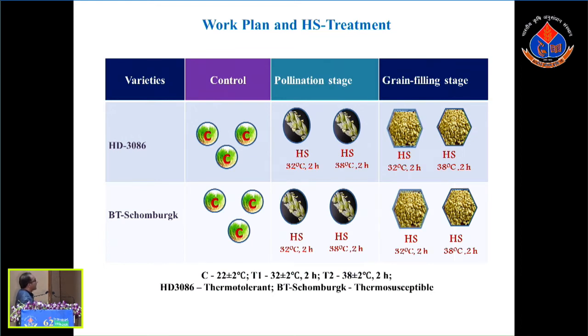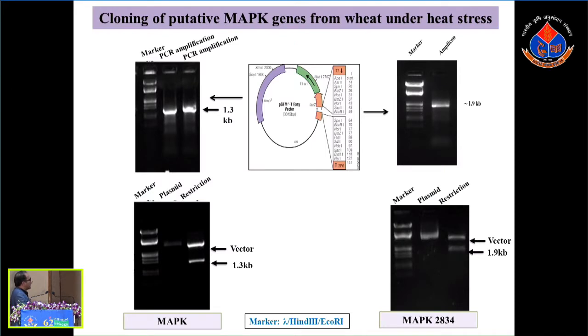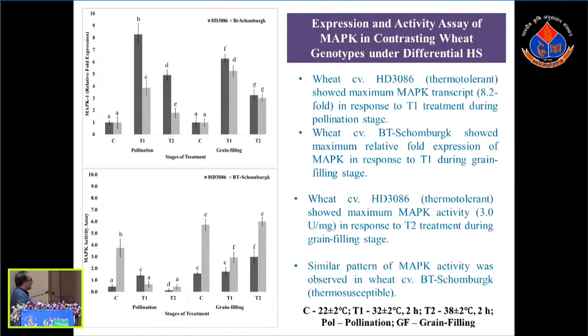The student, under the guidance of Dr. Ranjit Ranjan Kumar, started the treatment at 30 degrees centigrade for 2 hours at the pollination stage as well as the grain filling stage, and then expression analysis was done. This is what they found: the expression and activity assay showed more activity during the grain filling stage in the thermotolerant case.